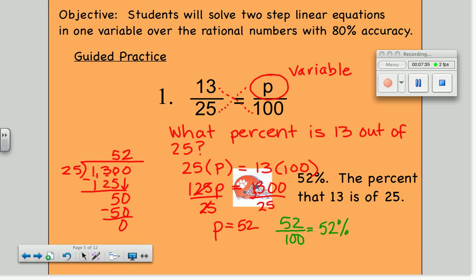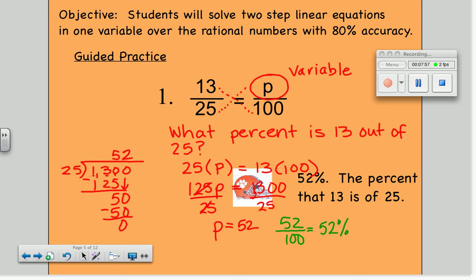If you had $25 and you spent 13, what percent do you have left? You have 52% of your money left. If you had $25 and you spent some and now you still have 13, how much do you have? You have 52% of the $25 left.